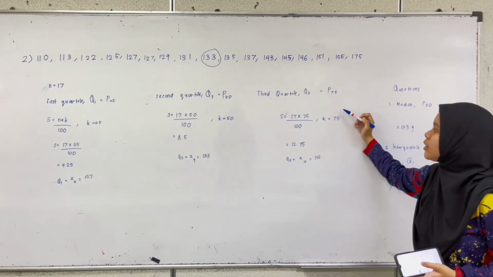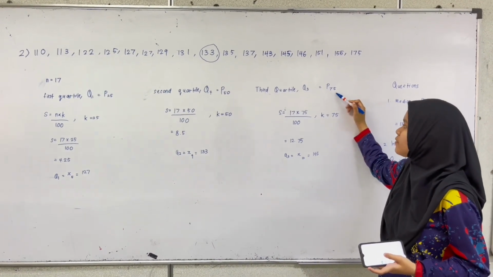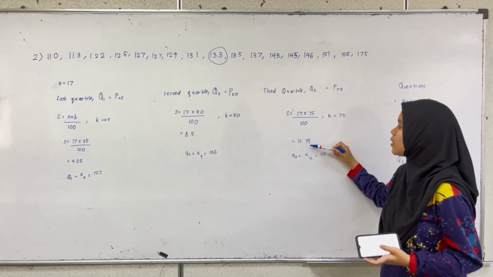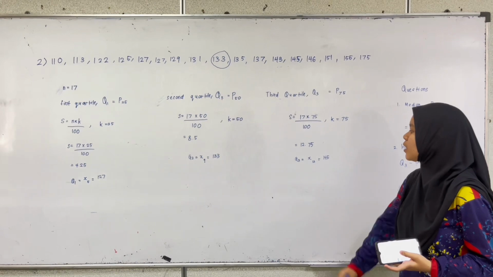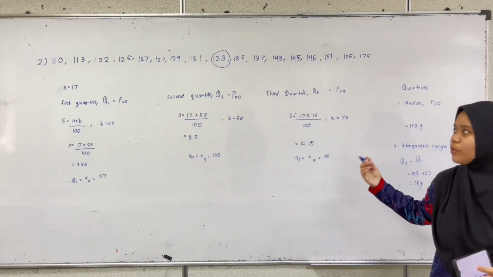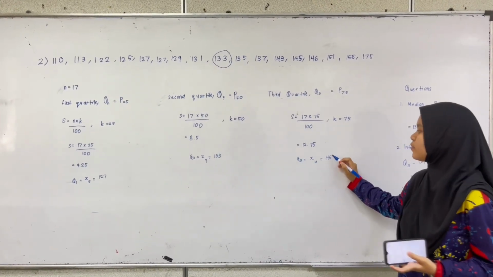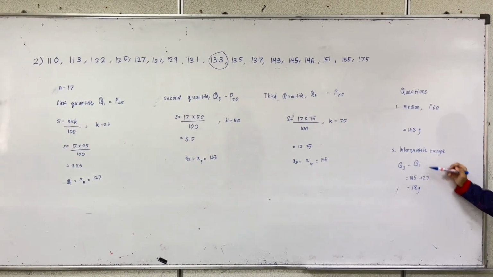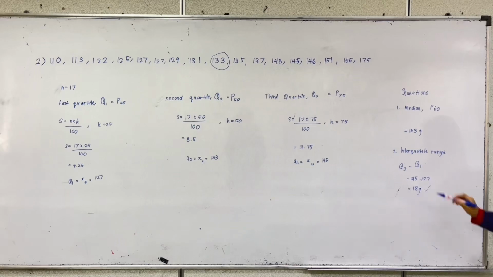And for the third quartile, the percentage is 75, so we substitute the K with 75, and then we get 12.75. We have to take the data that is more than 12. So we will subtract Q1 from Q3.